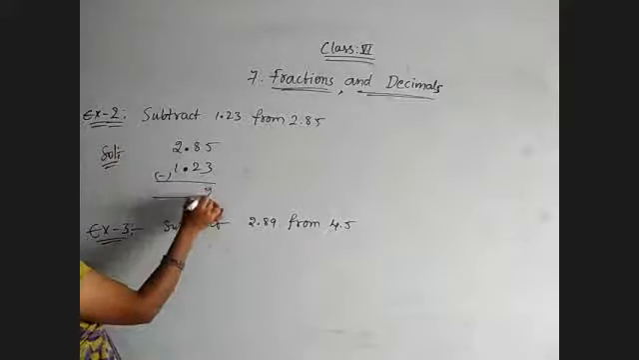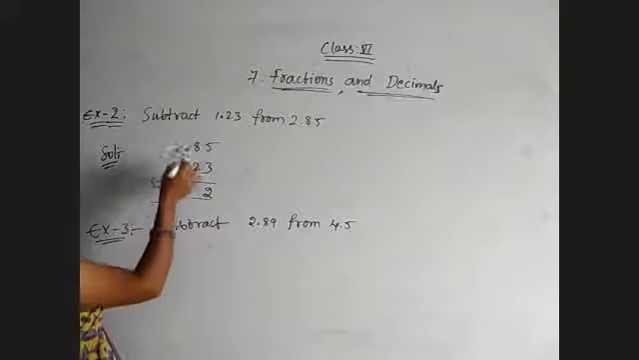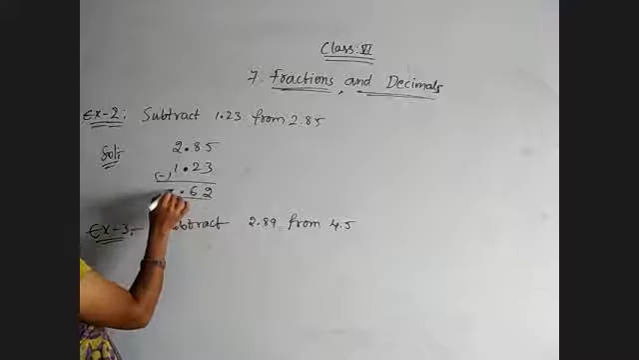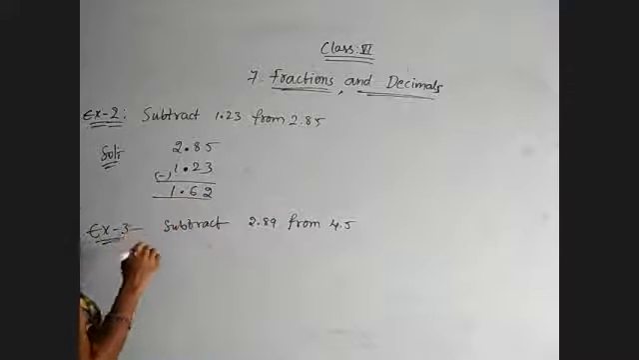5 minus 3, 2. Okay. 8 minus 2 is 6. 2 minus 1 is 1. So 1.62.